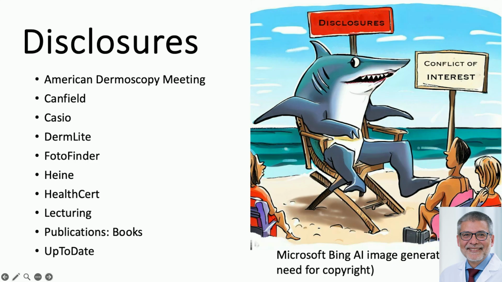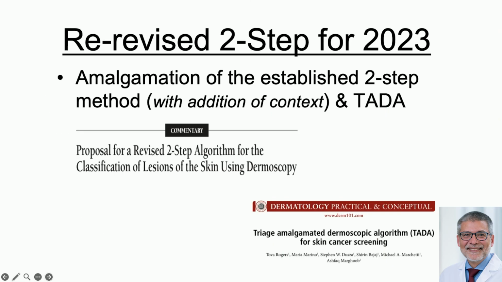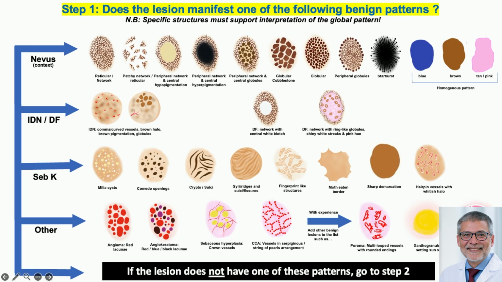So, my disclosures, but hopefully you'll see that they don't impact anything that I'm saying. What I'm going to concentrate on is a revised 2-step algorithm of how to evaluate a lesion when you're not quite sure what the diagnosis is. The first step of that algorithm goes through the benign lesions. It's a way to reassure yourself that this is benign, or to differentiate it from melanoma and be more reassured that it's okay to monitor such a lesion.